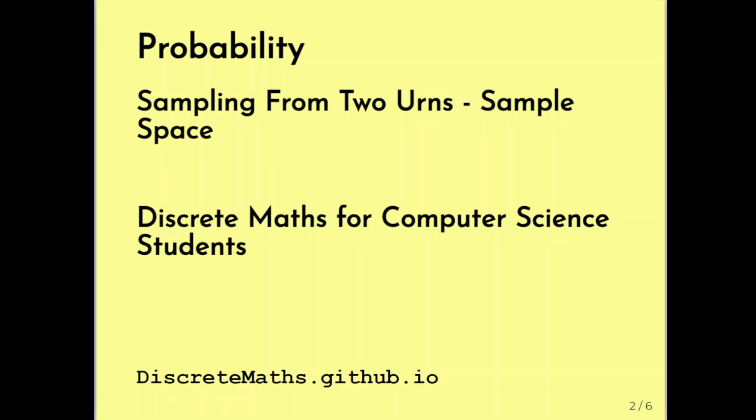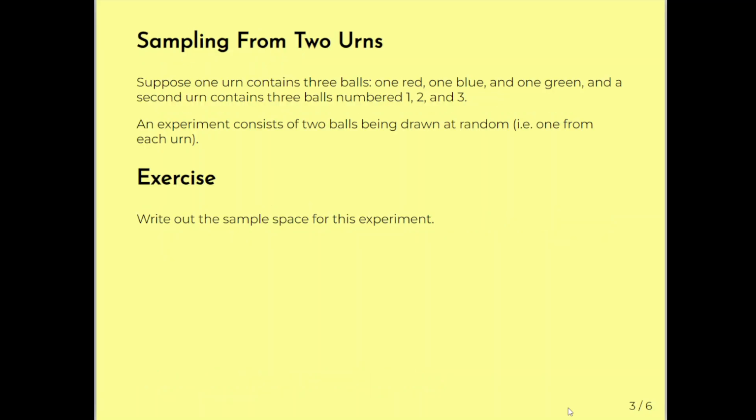Okay, in this presentation we are going to look at sample spaces. So essentially what we're doing is we are sampling from two urns. Suppose one urn contains 3 balls, one red, one blue and one green, and a second urn contains 3 balls numbered 1, 2 and 3. An experiment consists of 2 balls being drawn at random, i.e. one from each urn. So it's a straightforward enough exercise really.